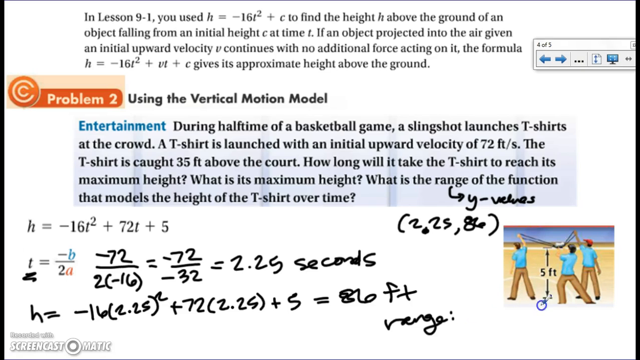So the t-shirt will never go lower than 5 feet because the t-shirt is caught at 35 feet above the court. So our range is going to be anywhere between 5 feet. So we would go 5 is less than or equal to h, which is our height, which is less than or equal to 86 because that's the highest point that that t-shirt is going to reach.